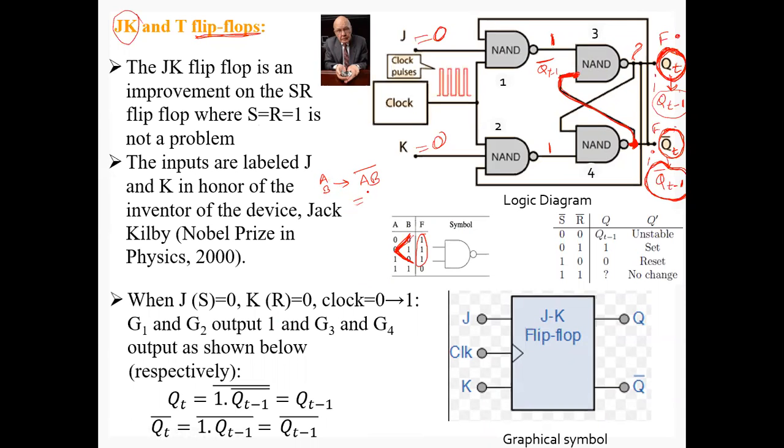So what is your A here? 1. So what is your B here? So what is this multiplied by this? Right? So what do you get here then? QT minus 1. That's what it is. Does it make sense?